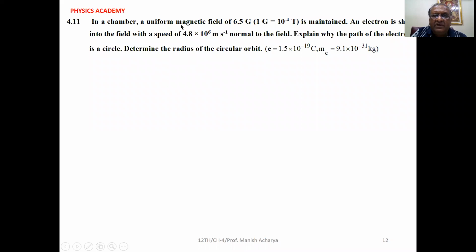4.11. In a chamber, a uniform magnetic field of 6.5 Gauss, 1 Gauss that is 10 raised to minus 4 Tesla is maintained, and electron is shot into the field with a speed of 4.8 into 10 raised to 6 meter per second normal to the field. Explain why the path of the electron is a circle. Determine the radius of the circular orbit. Charge of electron that is 1.6 into 10 raised to minus 19 coulomb.